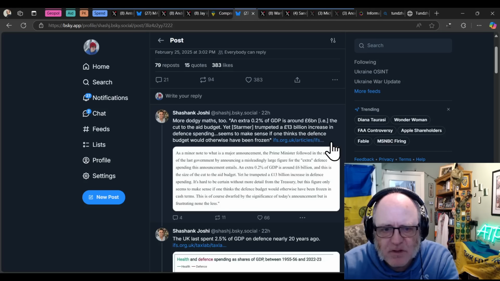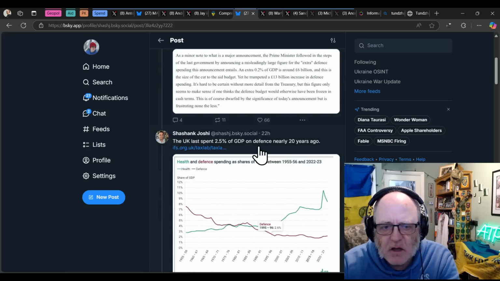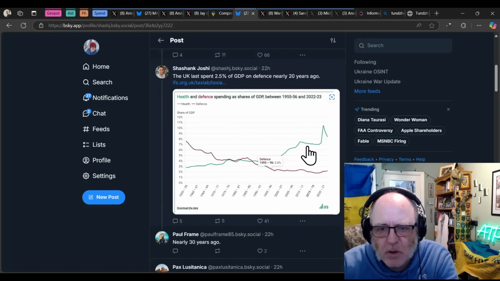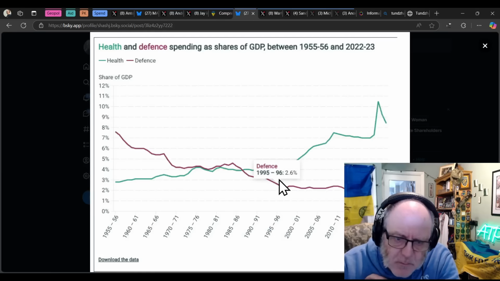Seems to make sense if one thinks the defence budget would otherwise have been frozen. And the UK last spent 2.5% of GDP on defence nearly 20 years ago. So this is getting back to where we were actually under the last Labour government. And since then it's gone down. It would have gone down during the Labour government though.